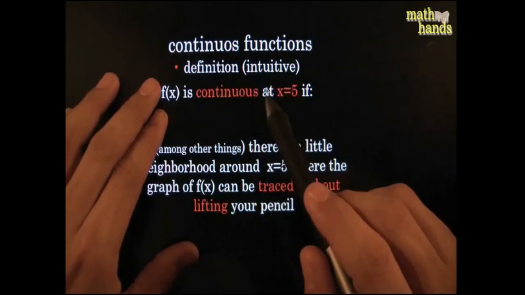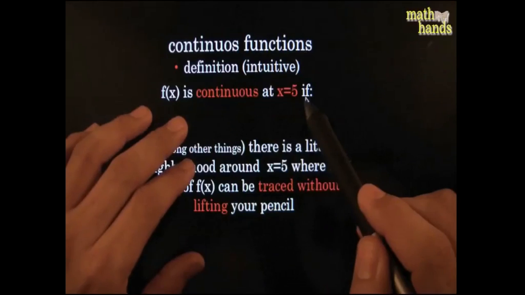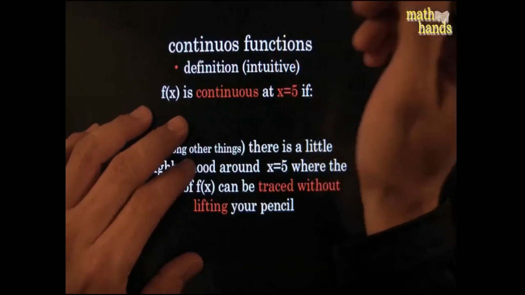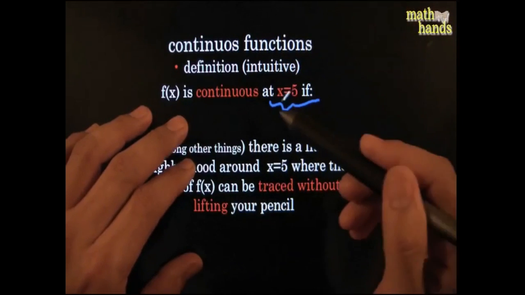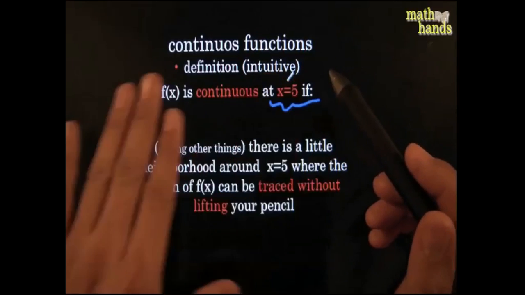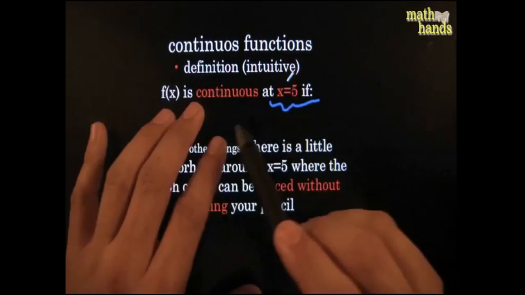So here's how it goes. This is an intuitive approach. We will say that f is continuous at some point. By the way, this part is important. Usually you'll say at some point or on some interval, and if that's left out, you mean continuous everywhere. But let's just start off at a point.